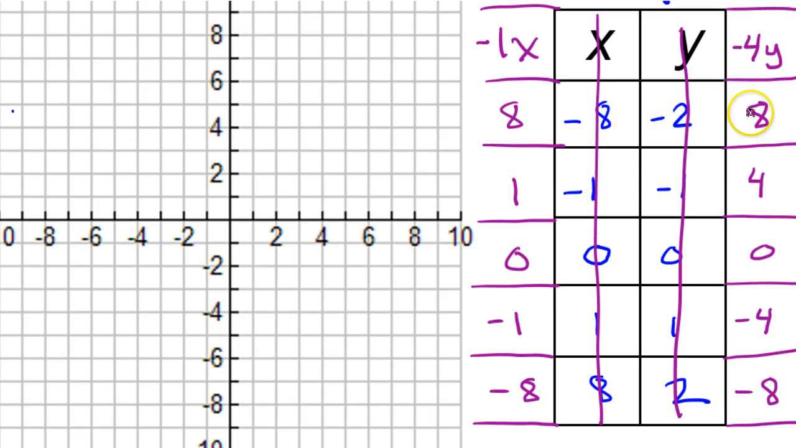Okay, so 8, 8. And then I've got 1, 4. And 0, 0. And -1, -4. And -8, -8. Okay, so this is the skeleton. I am not going to connect these values, but it shows me the shape of my graph is going to be making this sort of a wave.